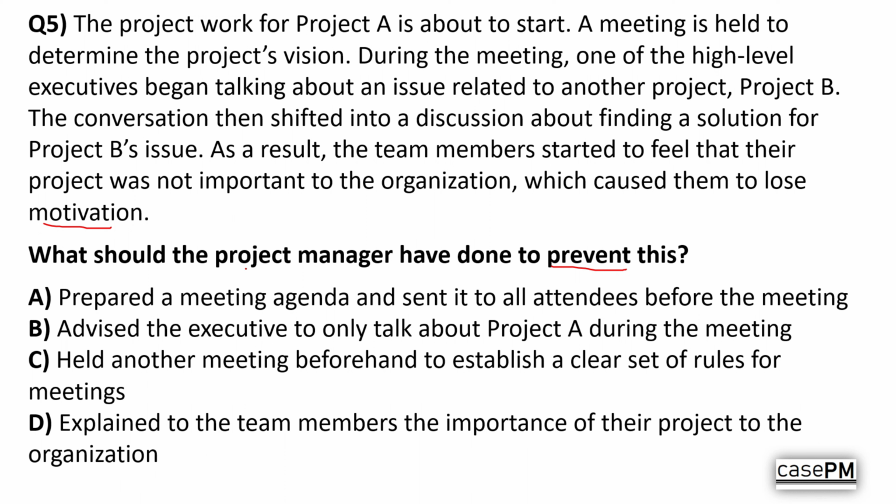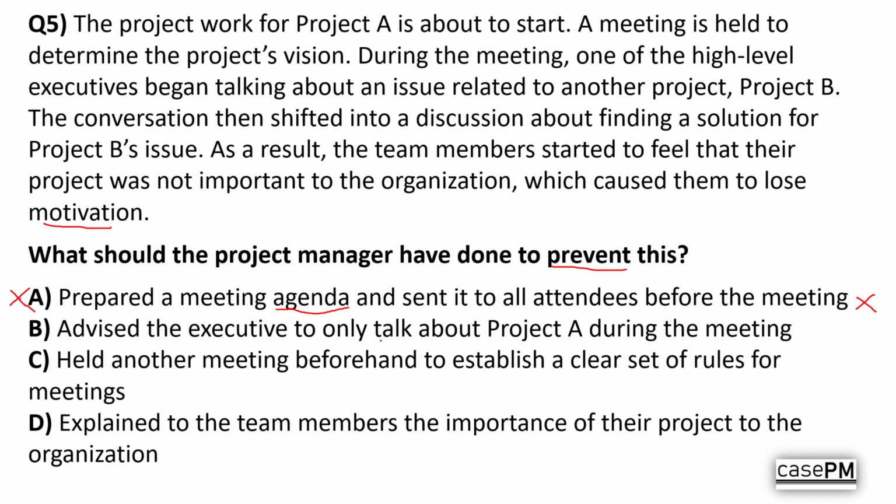So, we are not looking for a reactive fix during or after the meeting. We are looking for the proactive action that would have prevented the disruption and the resulting drop in motivation. Let's review the options. A. Prepare a meeting agenda and send it to all attendees before the meeting. An agenda is helpful and often necessary. However, it does not, by itself, stop a senior stakeholder from disrupting the discussion once the meeting is in progress. Good practice, but not sufficient for prevention. We can eliminate A.